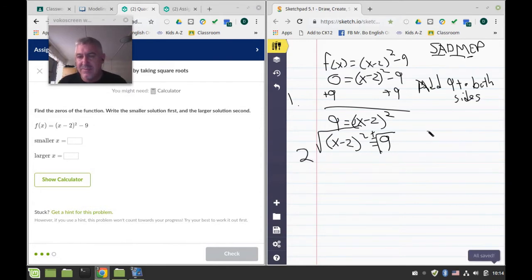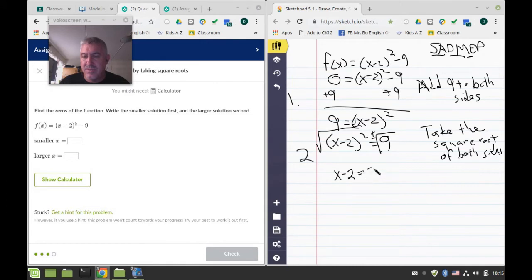So my second step is take the square root of both sides. And I'm going to end up with x minus 2 is equal to 3, or x minus 2 is equal to negative 3. Why? Because negative 3 squared is 9. 3 squared is 9. X minus 2 squared is x minus 2 squared. Okay, and then my last step, step number 3, is going to be add 2 to both sides.